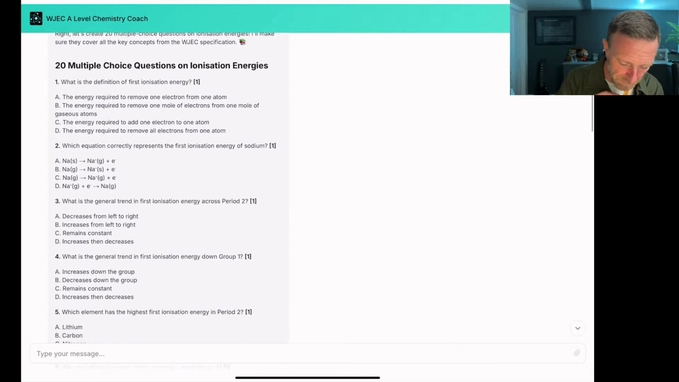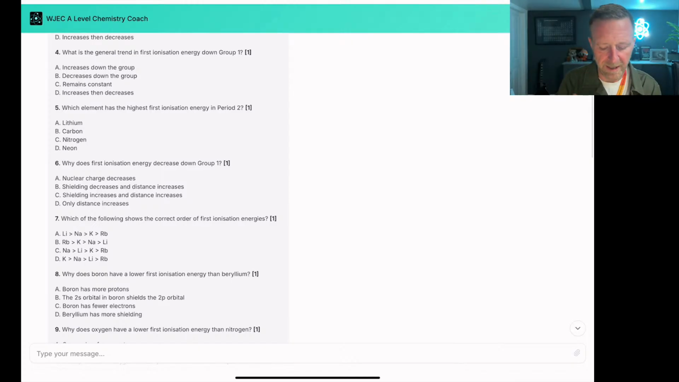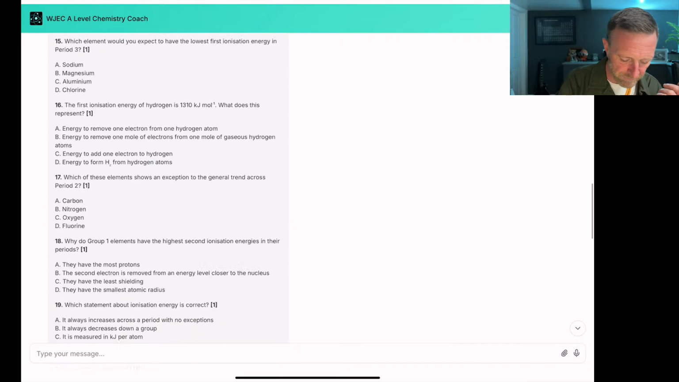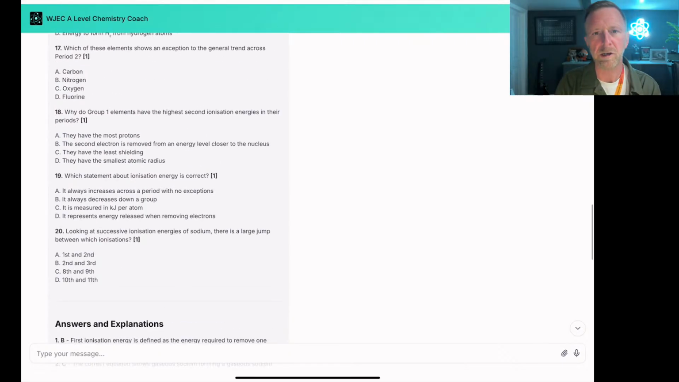So 20 multiple choice questions asking you about equations, what the trends are, which has got the highest first ionization energy in period 2. So it's really putting you through your paces, really varied questions. And of course, right at the end, it gives you not only answers, but explanations as well. Okay, so no more kind of looking at the mark schemes. Okay, the answer's B. I got D, but the answer's B. Be like, I don't know why.